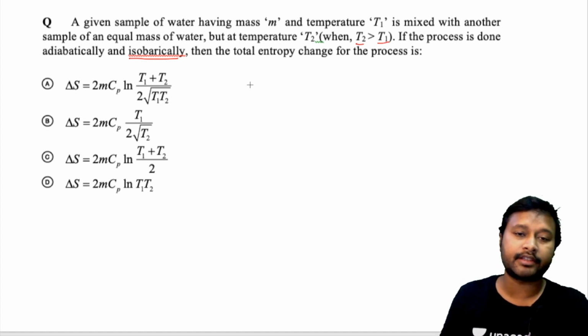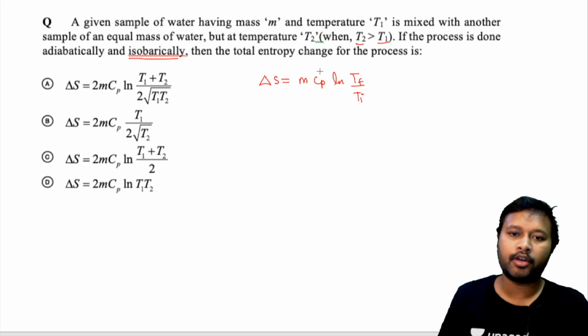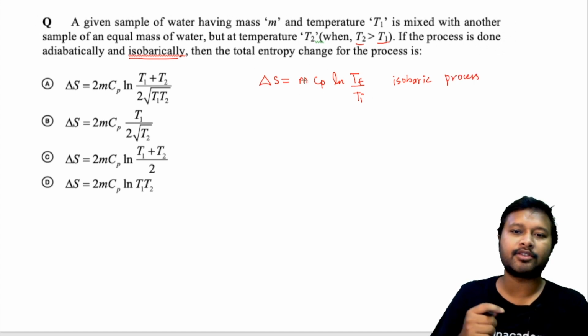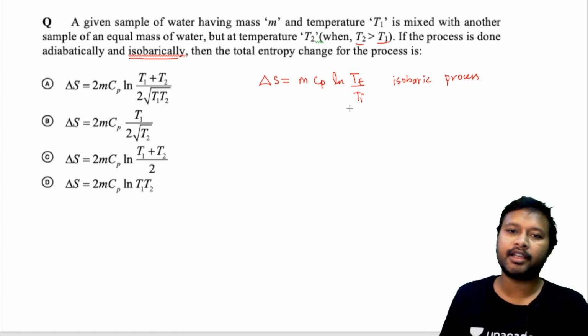So how do you do this? Let's first talk about the formula for entropy change. ΔS equals mCp ln(Tf/Ti). This is the formula to calculate entropy change in an isobaric process. Cp is your molar heat capacity at constant pressure, Tf is your final temperature, Ti is the initial temperature. Now we don't know what the final temperature is, although we know the two initial temperatures T1 and T2.